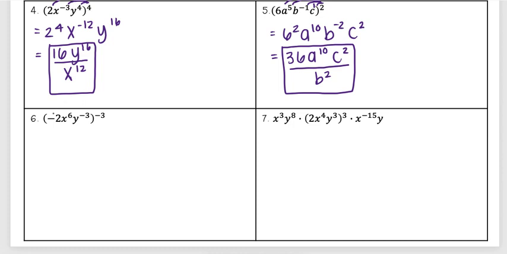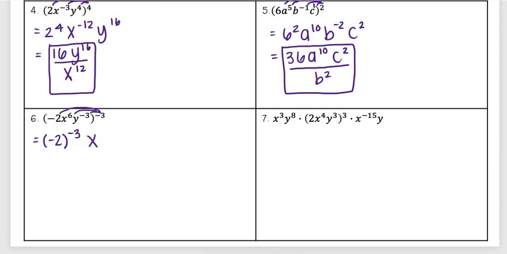So looking at number 6, I'm going to start with that very first step again, where I'm going to distribute my exponent of -3 to every single term that is in here. So I have a -3 going to the -2, to my x, and to my y. Now this -2, we have to be a little bit careful. That negative is going to be a part of the 2. It's going to be part of its base. So whenever you have a negative number, it's always a safe bet that you're going to need parentheses. So this is going to be -2 to the -3rd power.